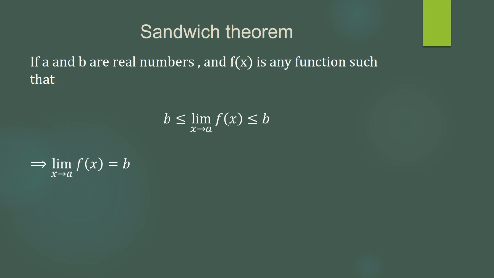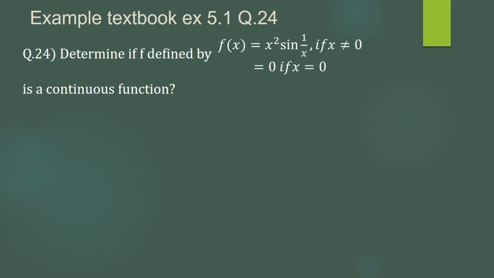Why have we studied this now? Because in some examples we have to apply this. For this we will take an example where we are going to use the sandwich theorem, and why and whenever it is required to use it, you will come to understand after this example. For that, I will take an example from your exercise 5.1, question number 24. The question given was: determine whether the function f defined by f of x as x square sine of 1 upon x if x is not equal to 0, and equal to 0 if x is equal to 0, is a continuous function or not.